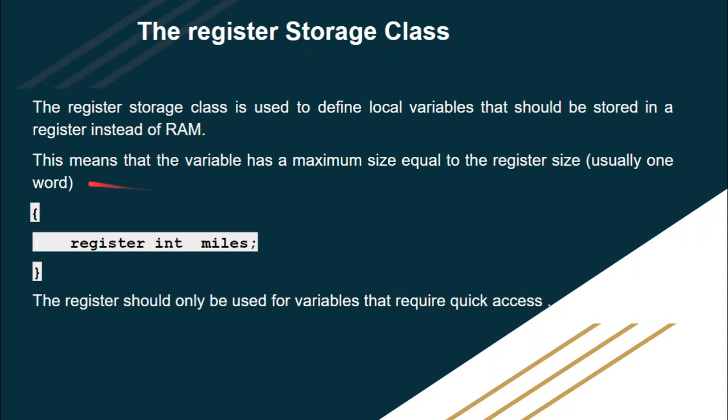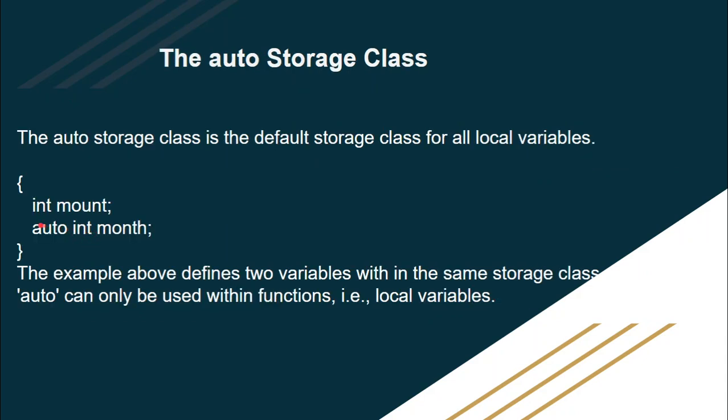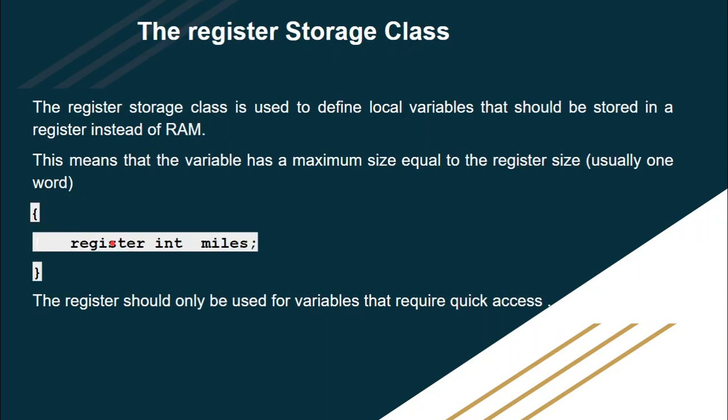So to declare, we have to say register, then int, and then the variable name. This may be int or char or float, whatever it may be, but the storage class is register. You can note here also that the storage class comes first, then the data type, and then the variable name. Okay, and what is the advantage of the register storage class? We can have quick access, because register is the smallest storage, so it is always faster access.